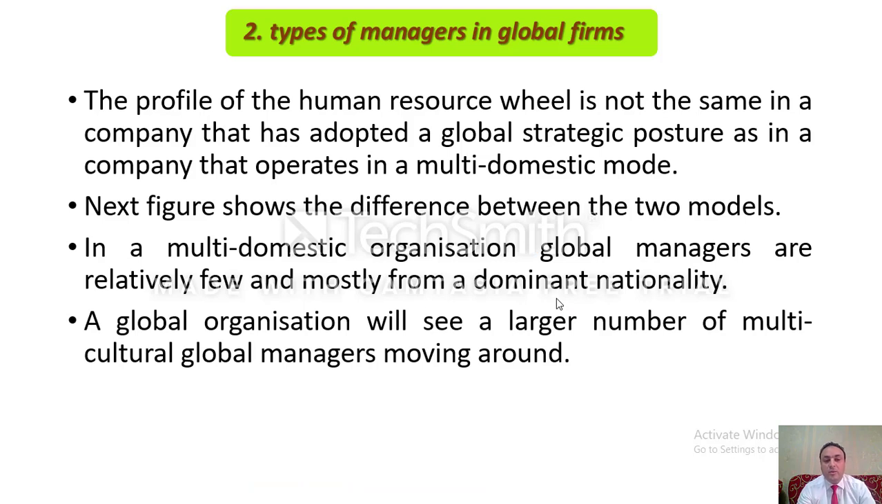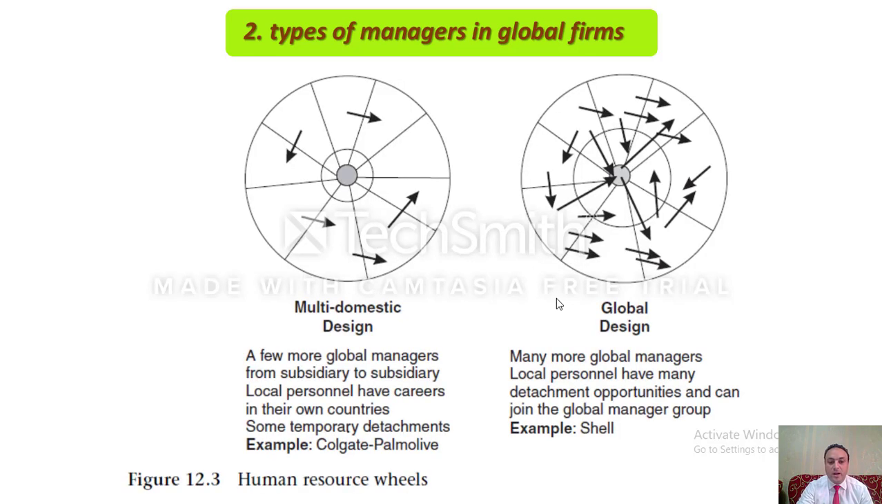So the profile of the human resource wheel, as we saw in this picture, is not the same in a company that has adopted a global strategic posture as in a company that operates in a multi-domestic mode. So next figure, we will see the difference between these two models. In the multi-domestic organization, global managers are relatively few and mostly from a dominant nationality. The global organization will see a larger number of multicultural global managers moving around. As you can see here in the multi-domestic design, a few more global managers from subsidiary to subsidiary.